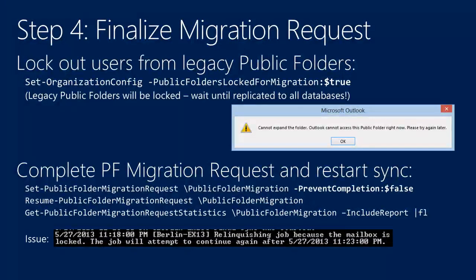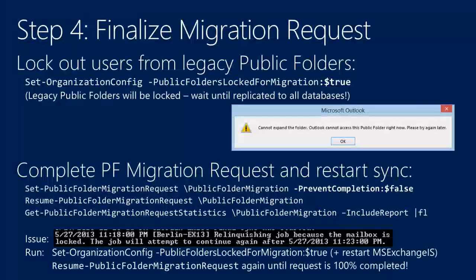And here's a common issue I saw. You get a message in the log, in the report, that says relinquishing job because the mailbox is locked. This doesn't mean the mailbox is locked. This means that your public folder databases are not locked. So you have to make sure that public folders are locked in your old system, in your legacy system, and then this error message goes away.